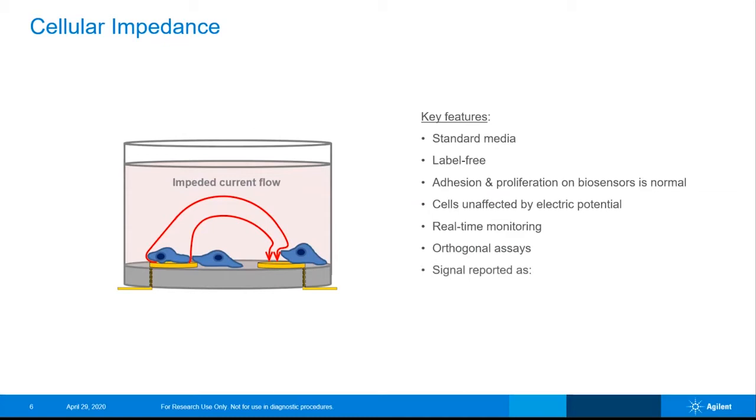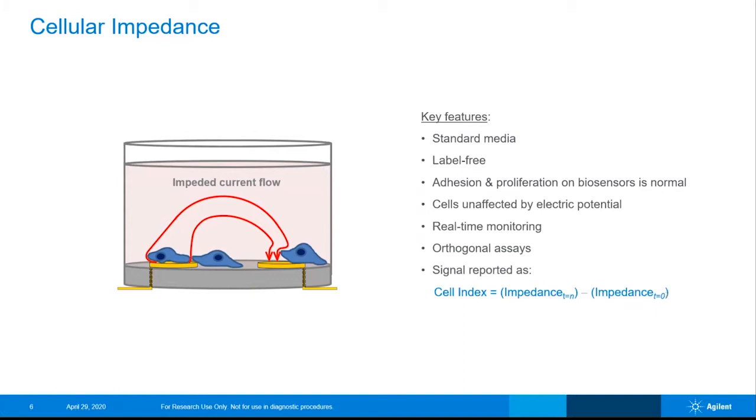The last thing I'd like to say about this is that the signal that's being reported when you're measuring impedance is a term we call cell index. And this is simply the impedance at the time point of interest, so let's call this 10 hours, then subtracting out the background impedance signal at t equals 0, so prior to adding the cells.